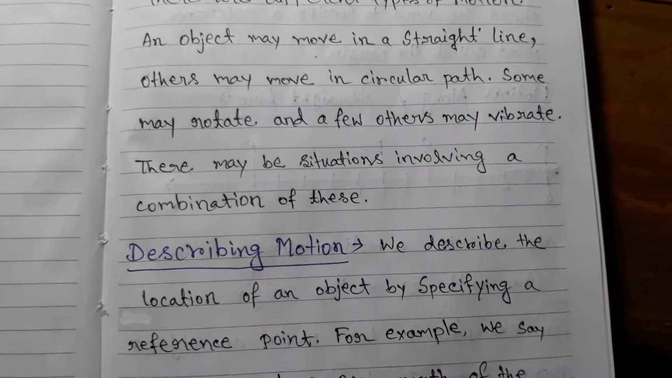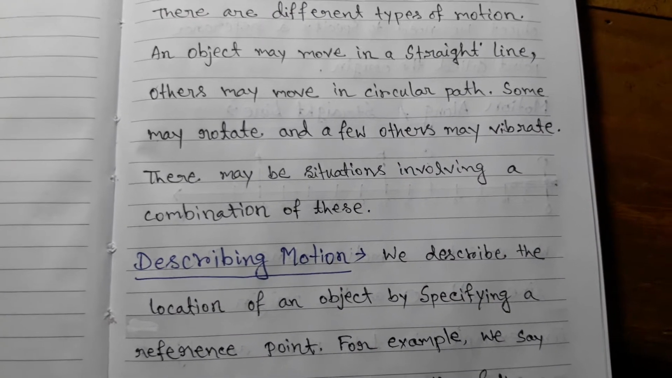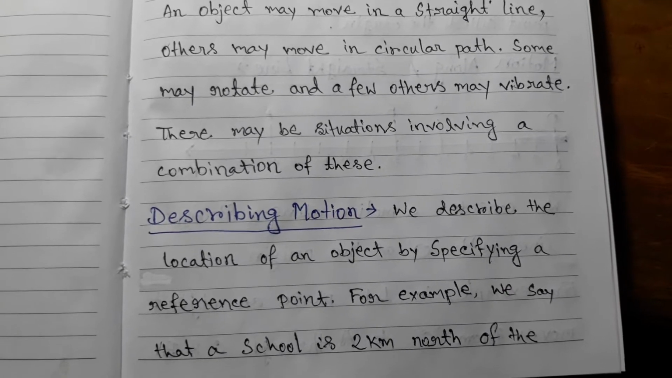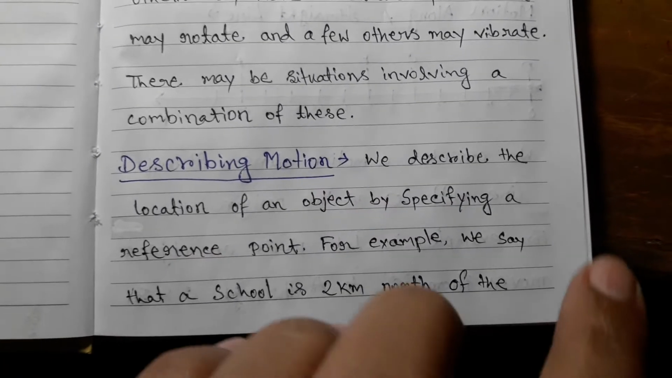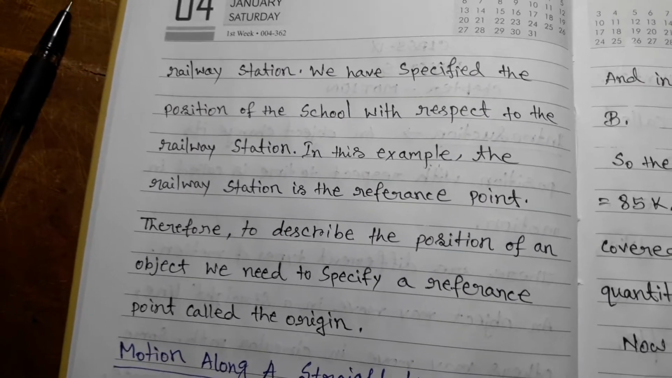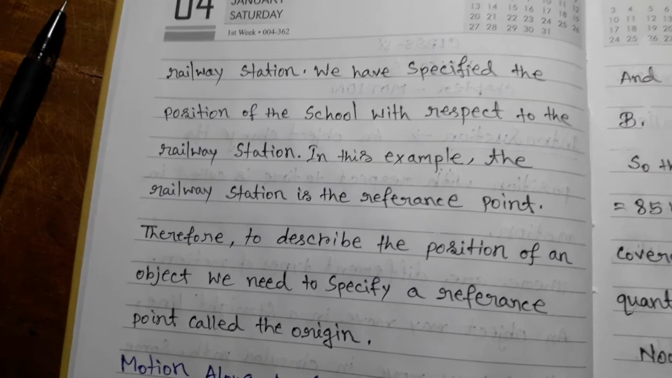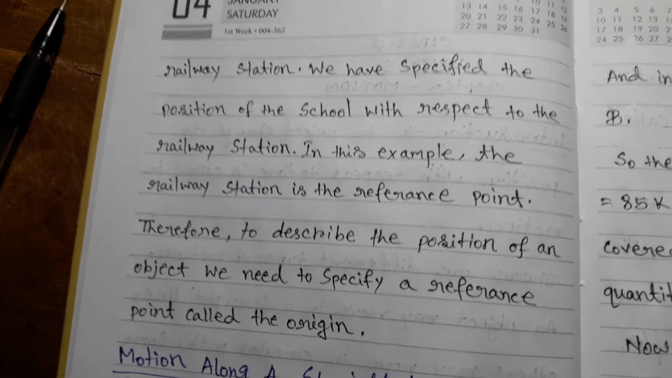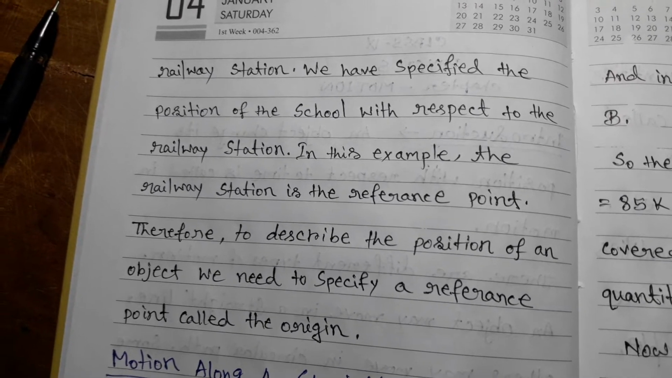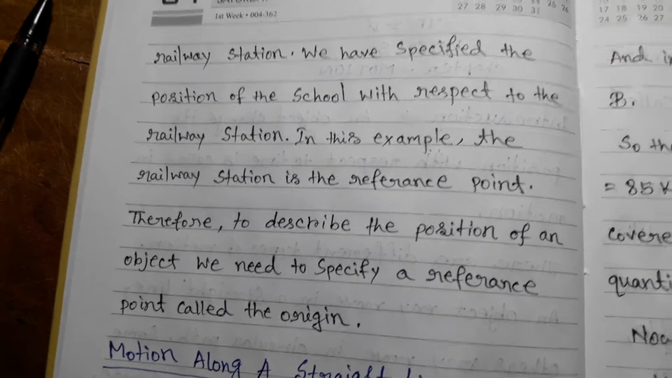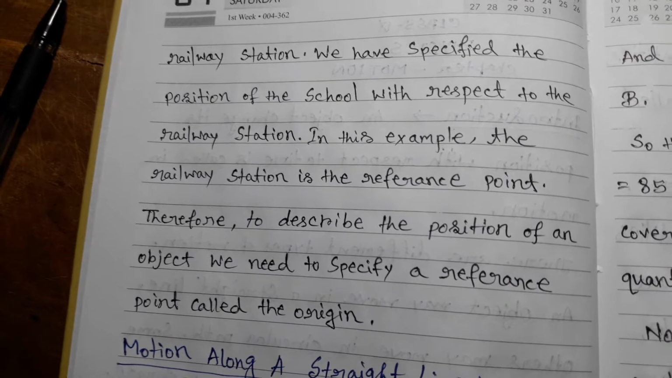Describing motion. We describe the location of an object by specifying a reference point. For example, we say that a school is 2 km north of the railway station. We have specified the position of the school with respect to the railway station. In this example, the railway station is the reference point. Therefore, to describe the position of the object, we need to specify a reference point called the origin. In the above example, our railway station is the origin.